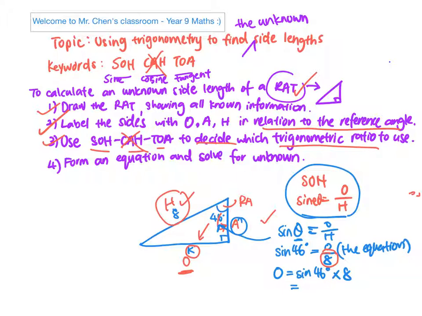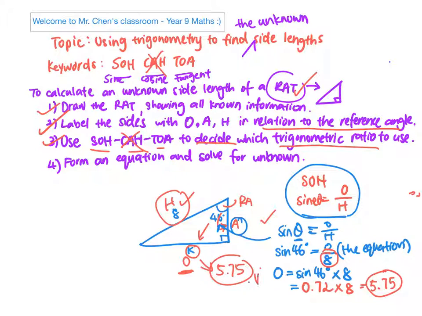So I found that sine 46 is 0.72. So 0.72 multiplied by 8 will give me 5.75. So your answer for K would be 5.75.